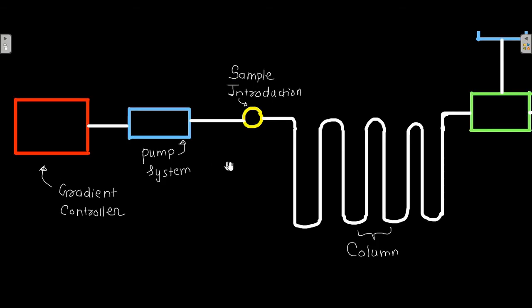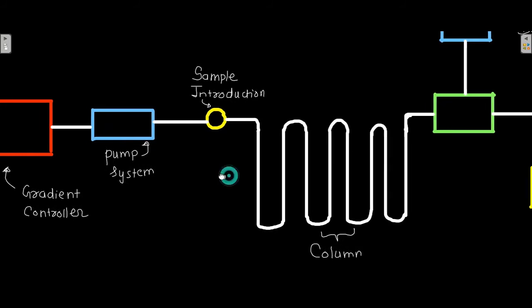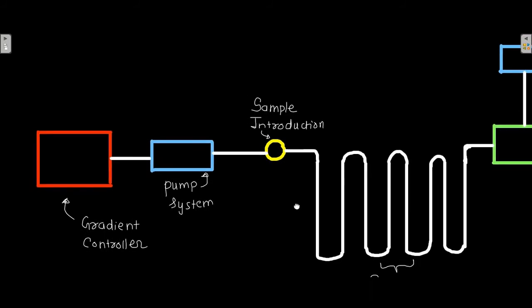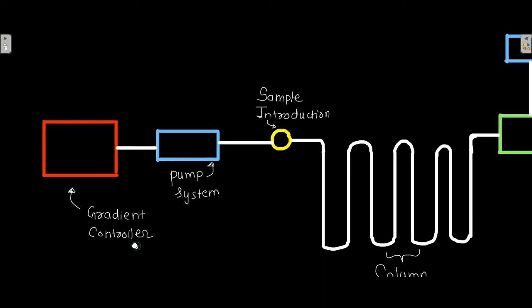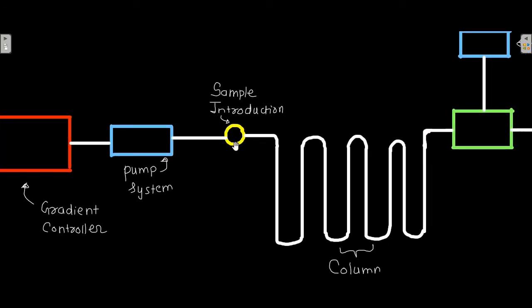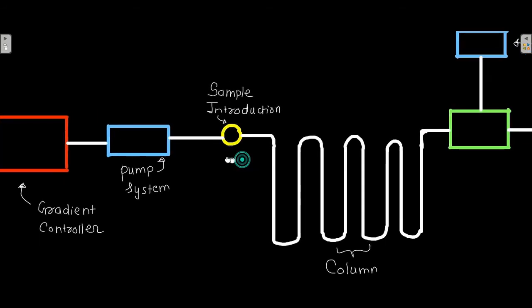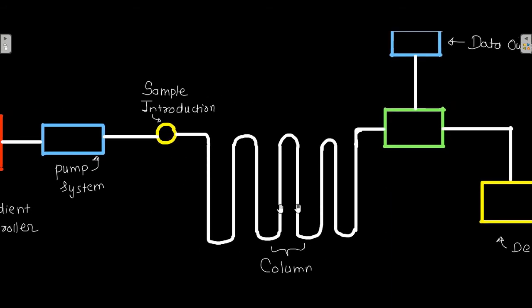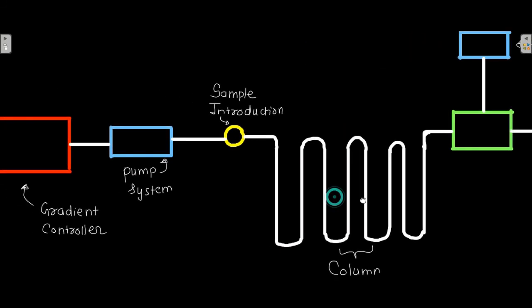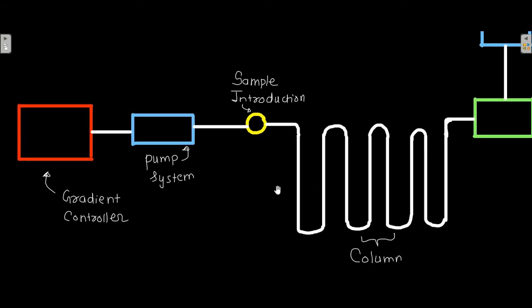So, this diagram represents the typical high pressure liquid chromatography. Okay, so this is a gradient controller, then there is a pump system, then there is this component which is there for sample introduction. Then this is how your column looks like, and then there is a system for data output, and a detector. Okay, so this diagram is giving you an idea about the HPLC.